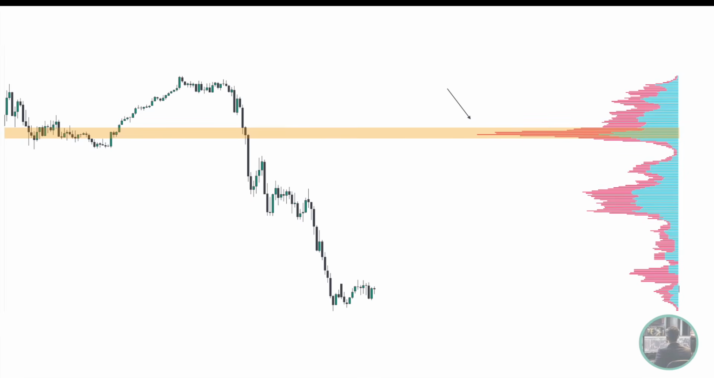Now, I cover exactly how the volume profile works in my other videos, which I'll link here for you to watch later. But the quick version is this. The volume profile shows you how much volume was traded at each price level. And this is invaluable information to us because it tells us exactly where there was a large amount of buying and selling volume with precision.